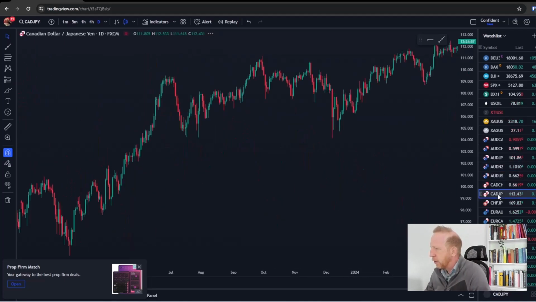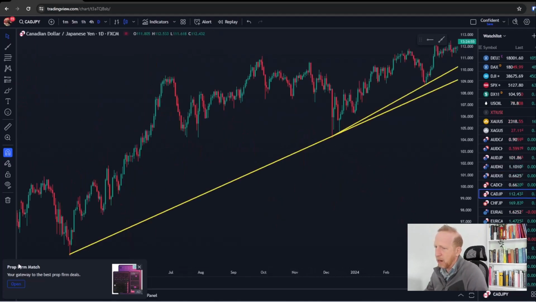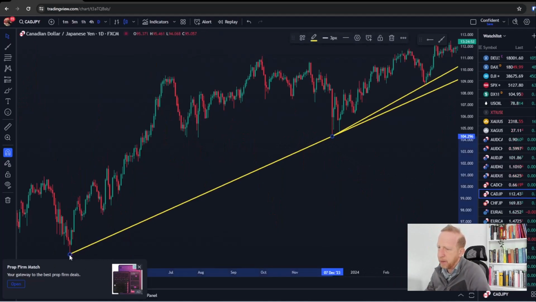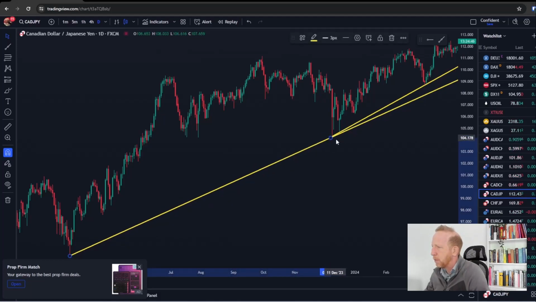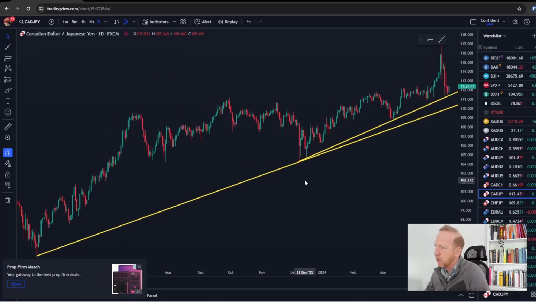Let's even take a look here at this CAD/JPY. I've already gotten these drawn on here, and I'm just going to make these a little more perfect. It doesn't require to be this perfect, but I just want to make them that perfect to continue to demonstrate this point. So here we have two trend lines, and once again, I'm going to change this yellow one.